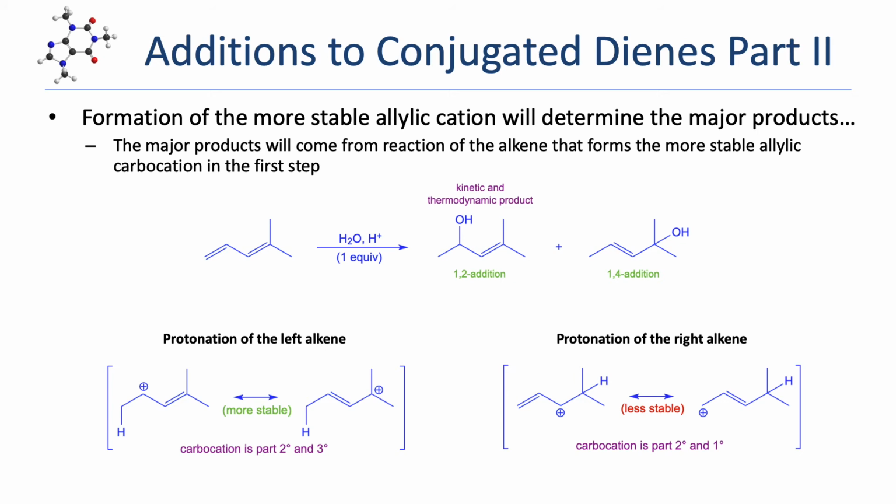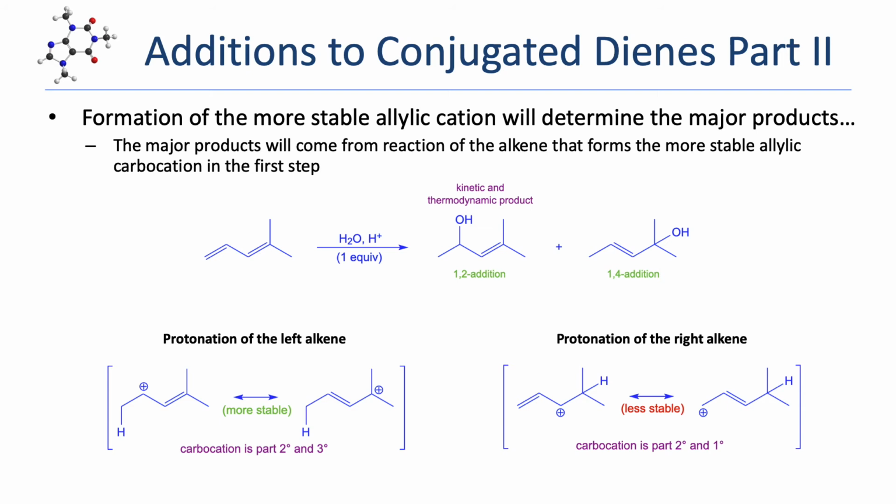carbocation. If we look at the products of the reaction, we can see that the left product is the 1,2 addition product because the H and the OH added to adjacent carbons, and the product on the right is the 1,4 addition product. Here, the hydrogen added to the leftmost carbon of the pi system and the OH to the rightmost carbon of the pi system.